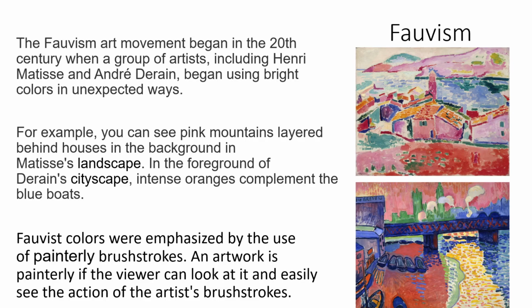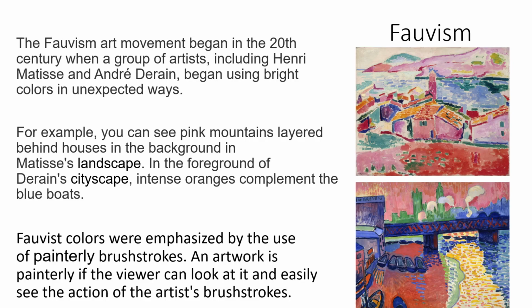The Fauvism art movement began in the 20th century when a group of artists, including Henri Matisse and Andre Derain, began using bright colors in very unexpected ways. And on the right are a couple of examples of these Fauvist paintings. And we see these bright, beautiful uses of color, these big, bold, painterly brush strokes being used. They were not going for realism. They were going for this bright impression they could create, this sort of excitement created by the color itself.